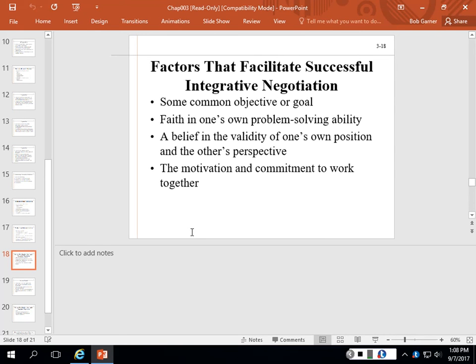Faith in one's own problem-solving ability. Once again, this is why ownership is better than hiring a manager, because owners are going to work harder at it. A belief in the validity of one's own position and the other's perspective, and then the motivation and commitment to work together. And once again, things change over time, guys.